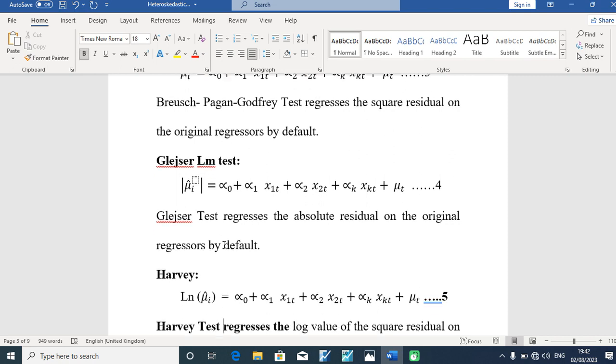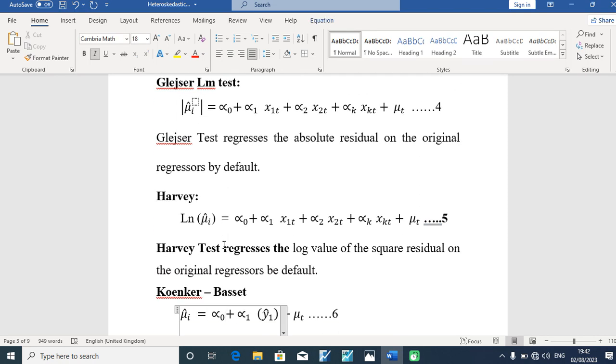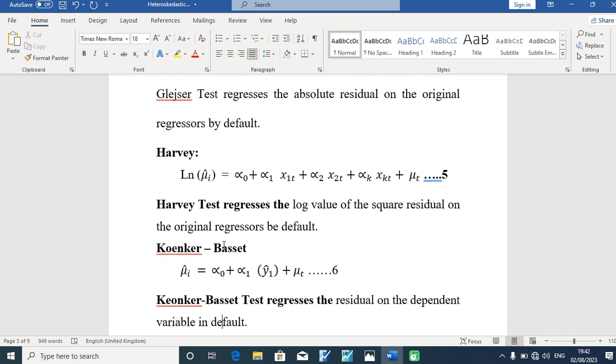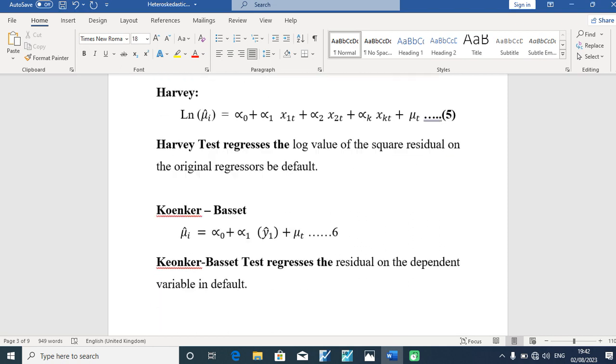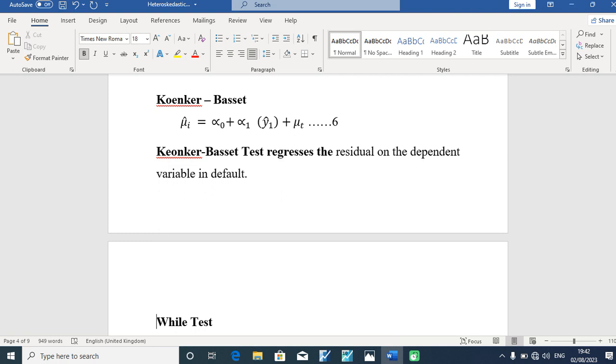Then we have another equation that was built by Harvey. Harvey actually regressed the log value of the squared residual on the original regressors by default. This is another form of heteroskedasticity equation built by Harvey. That was Harvey's equation. Then Ramsey-Bassett actually looked at the residual regressed on the dependent variable itself.